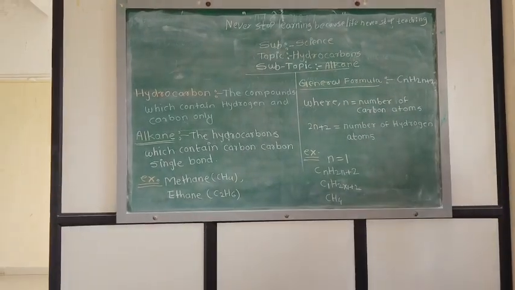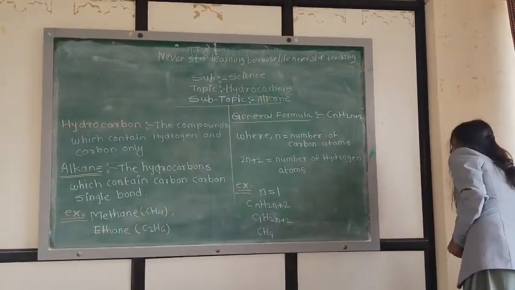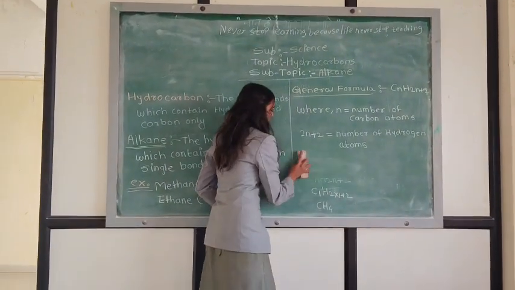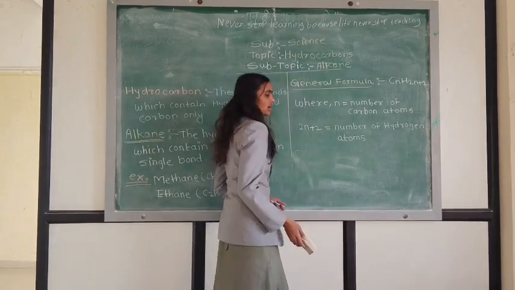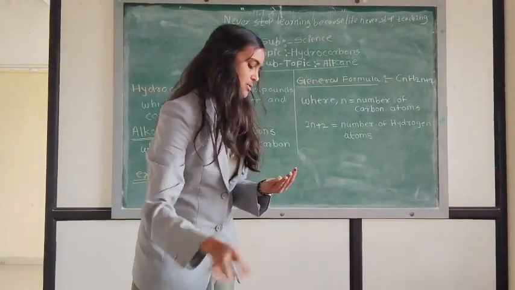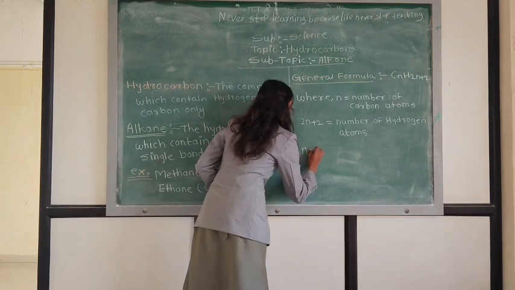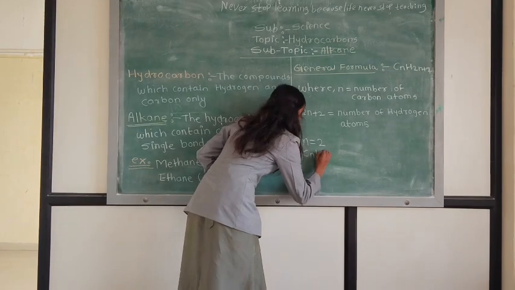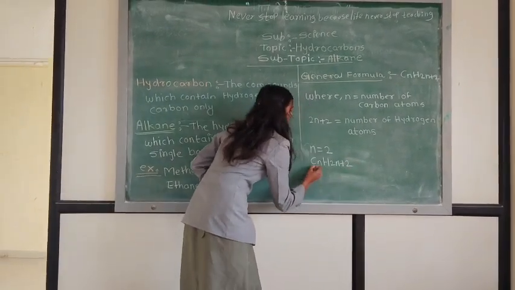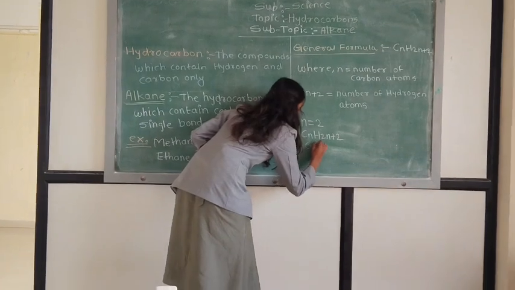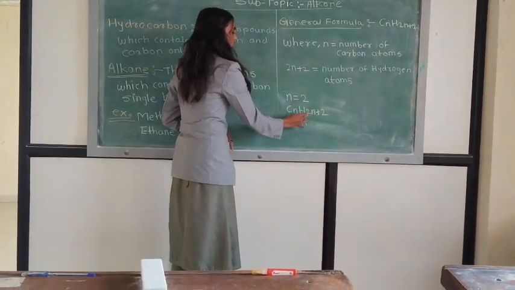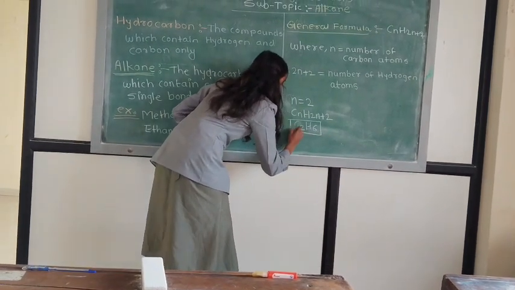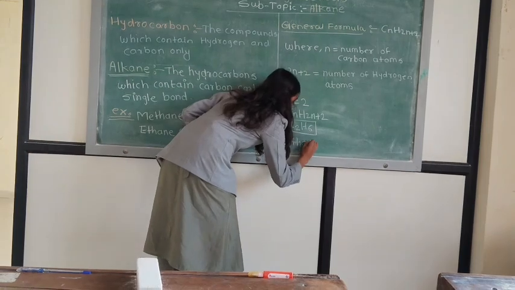Now we will take another example. We will take the value n is equal to 2 and put it in this formula again. CnH2n+2 becomes C2, H2n+2: 2 twos are 4, plus 2 is 6. So C2H6, this is nothing but the formula of ethane.